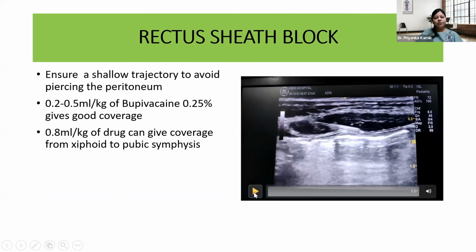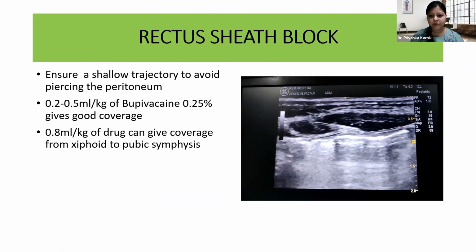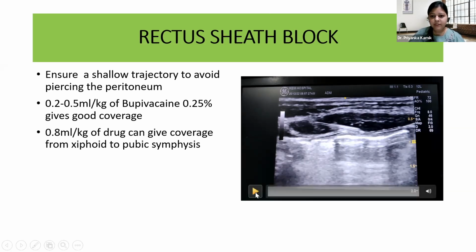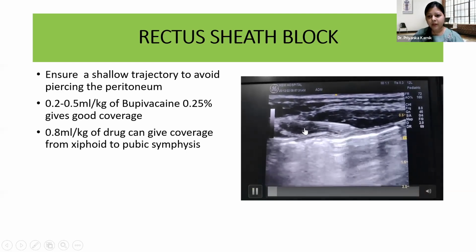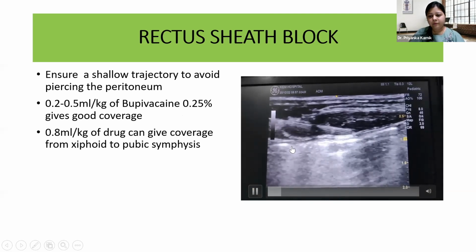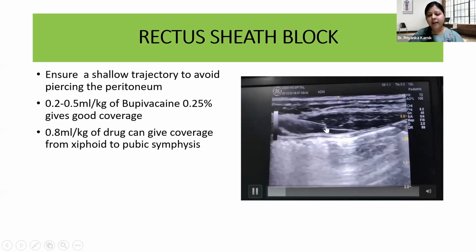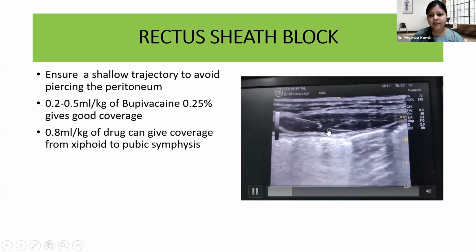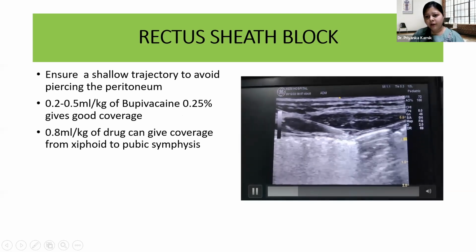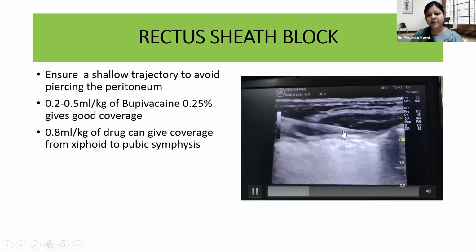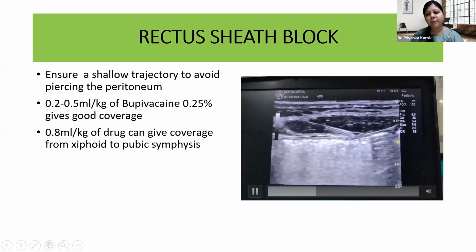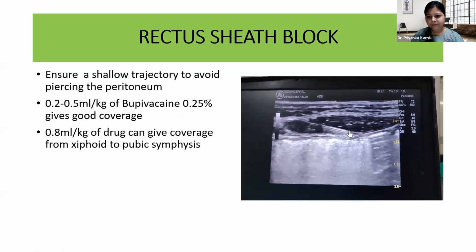Now what you have to ensure is that you have a very shallow trajectory when you are entering the space, because there is a high chance that you may injure the peritoneum. So we will see the needle has to be entered in a very shallow plane, and you have to visualize the needle at all times. The tip of the needle should be visualized at all times. Now, when the drug is injected, you have to see first whether the drug is going in the muscle or it is going in the plane between the muscle and the posterior rectus sheath.